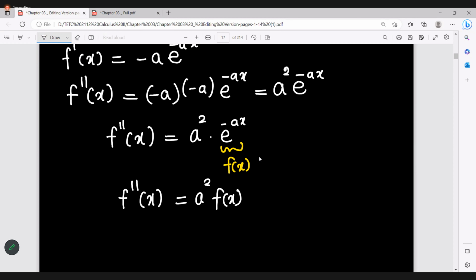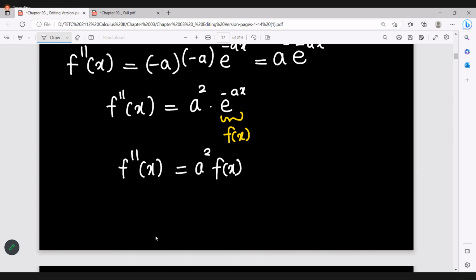Okay. So then I will rewrite by changing the side. This is equal to a square times f of x is equal to f double dash.